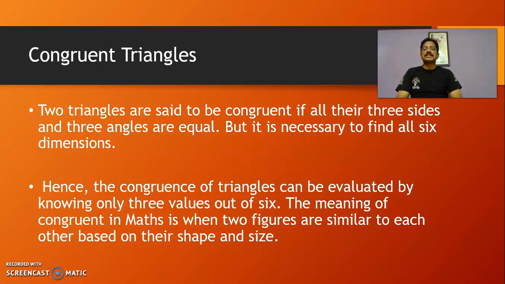Congruent triangles. Two triangles are said to be congruent if all their 3 sides and 3 angles are equal, but it is not necessary to find all 6 dimensions. A triangle has 3 vertices, 3 angles, 3 sides. Correct? So when you consider 2 triangles, they are said to be congruent if all the 3 sides and all the angles of one triangle are equal to the corresponding sides and corresponding angles of the other. Then only the 2 triangles have the same shape and same size. And the congruence of triangles can be evaluated by knowing only 3 values out of 6. The meaning of congruent in maths is when 2 figures are similar to each other based on their shape and size.